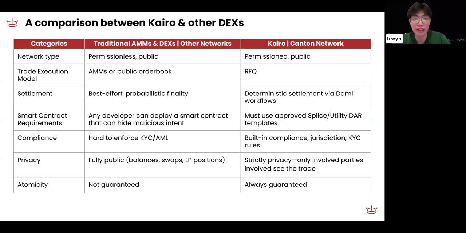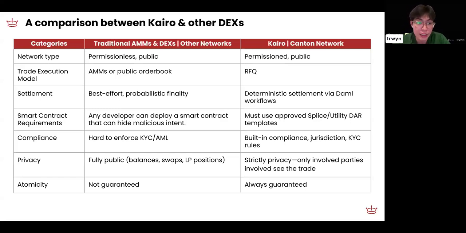This is a comparison between traditional AMMs and DEXes in other networks, like EVMs, SVMs, and so forth, versus Cairo, which is permissioned and public. In a sense, it's public because anyone can join the network. You don't really require a node. You just have to connect to somebody, they will do their KYC, and then you can connect to the network. Traditional execution models for DEXes on other networks would be AMMs and public order books, which we also covered just now. But for Cairo, it's mostly just RFQ because this network is private.